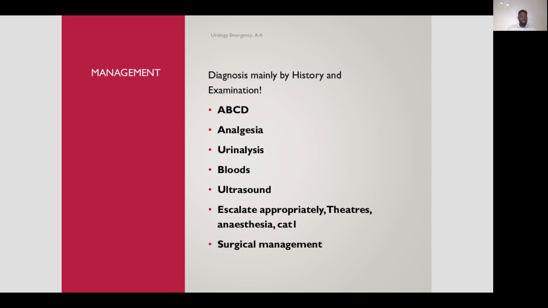As soon as you're making your decision that it's a torsion, escalate appropriately. If you're a junior, escalate to more senior colleagues. You need to go to theater, so inform the theater team, inform the anesthetist. It's category 1, so it's organ saving, so it's as soon as possible. And the surgical management, of course, is the ultimate treatment.